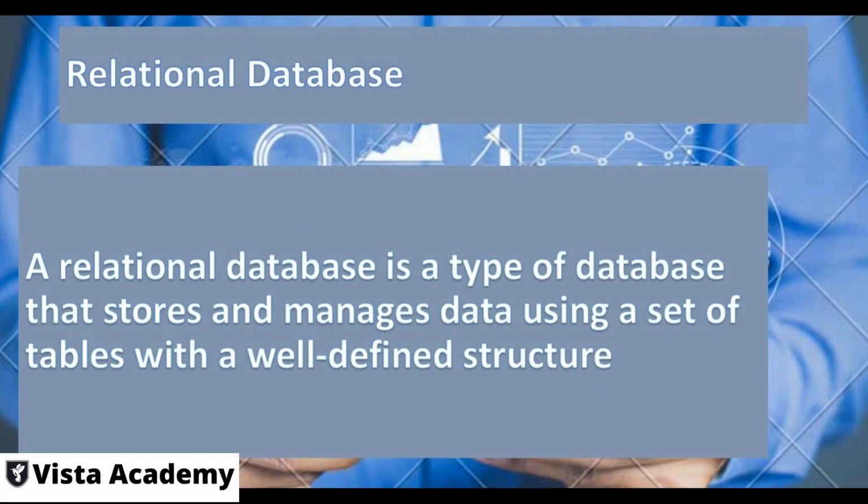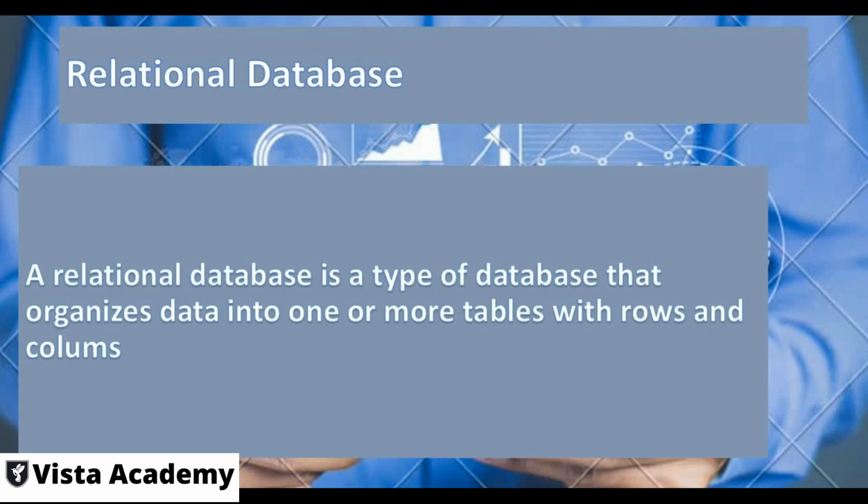So what is a relational database? A relational database is a type of database that stores and manages data using a set of tables with a well-defined structure. Like we create tables inside a database, and these databases have structured tables, and structured tables means they have rows and columns, and we can create a link between these tables and we can update these tables. All these things we can do in a relational database. Relation means we have a relation between these tables.